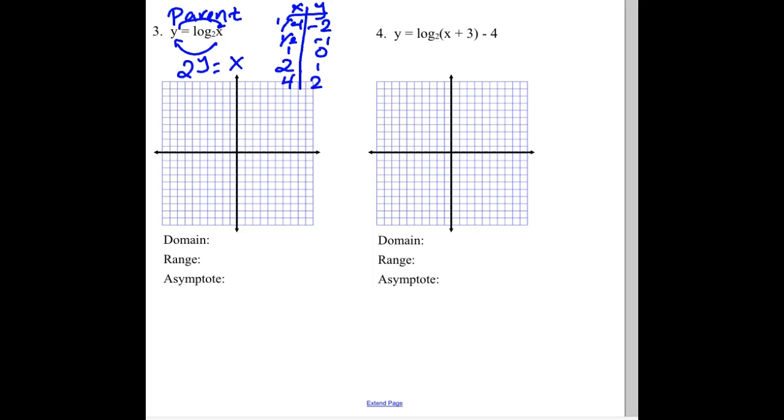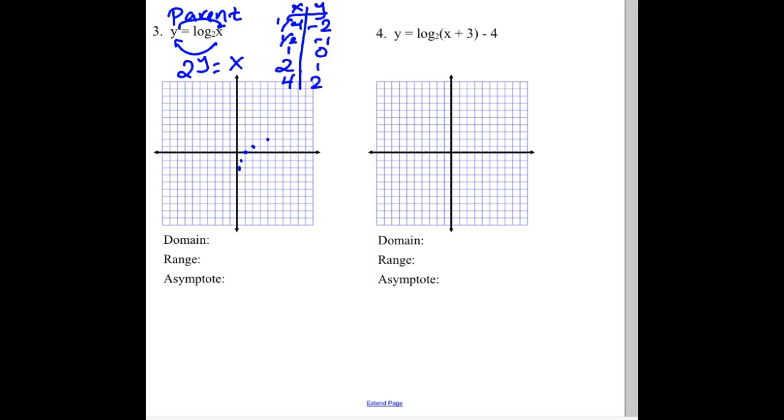All right, so plotting those points. We are to the right 1/4 and down 2, right 1/2 down 1, the points (1, 0), (2, 1), and (4, 2). All right, so this is a typical log curve.